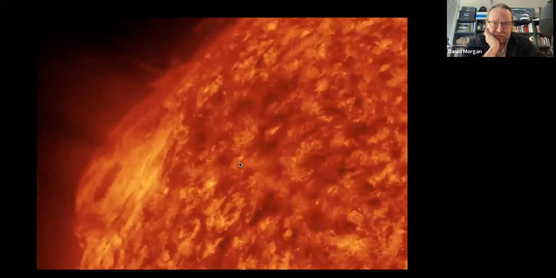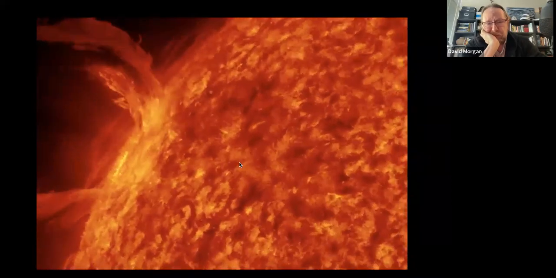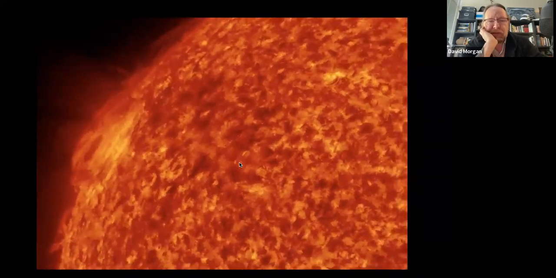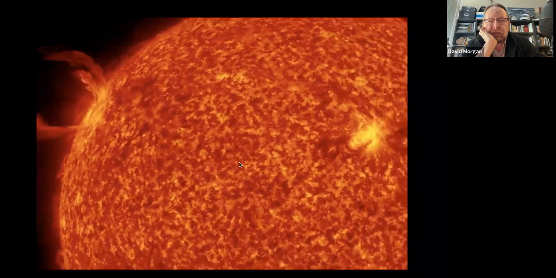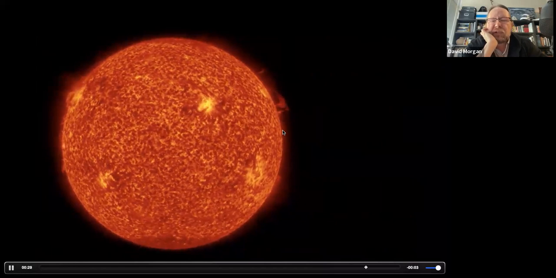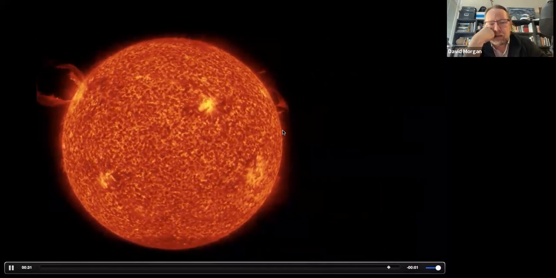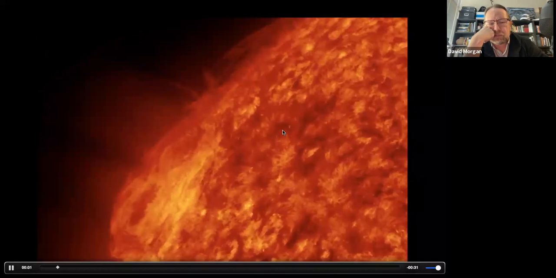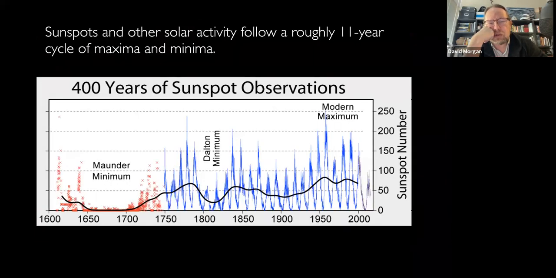I think it zooms out in a second. There we go. So you can get a sense of how the scale of that prominence relative to the sun. And you can see some other stuff going on the other side. So the sun is dynamic and active, and its brightness changes slowly over time. We know it was dimmer in the past, and the number of sunspots and the activity of the sun's magnetic field also changes over time.